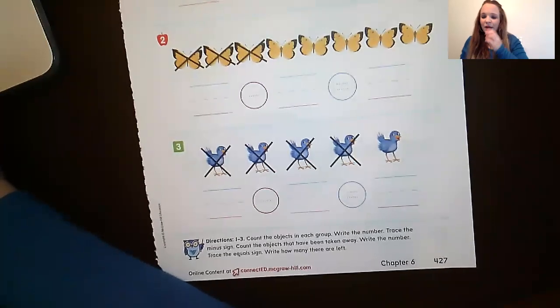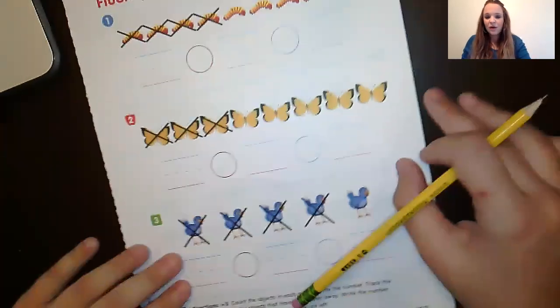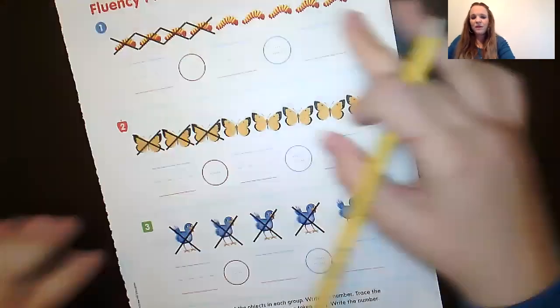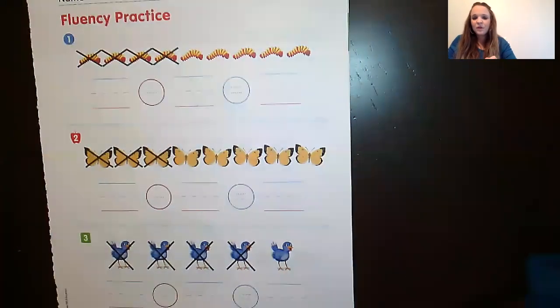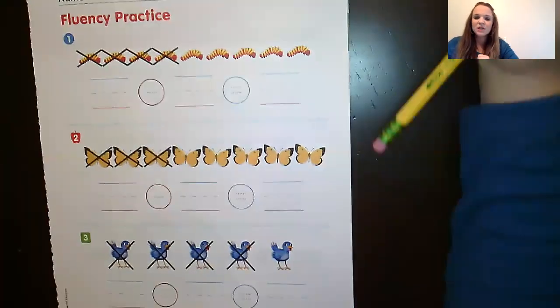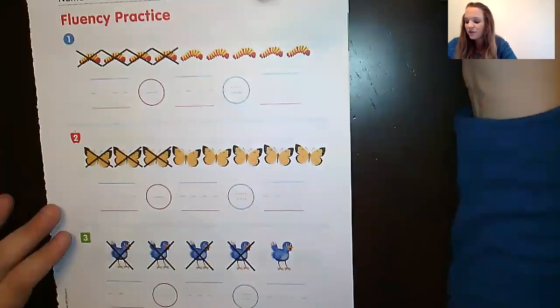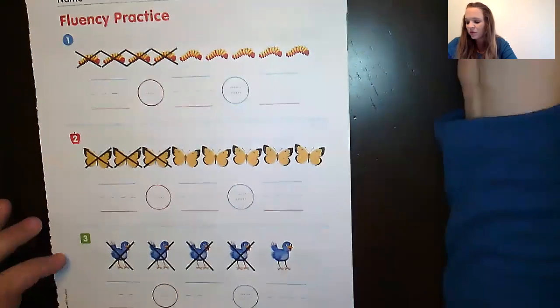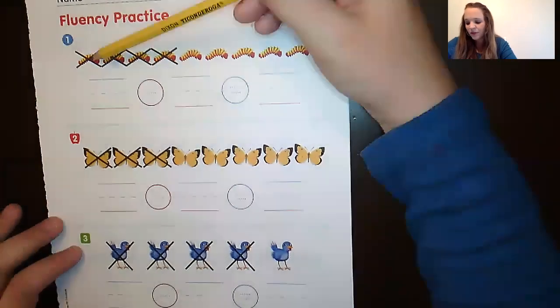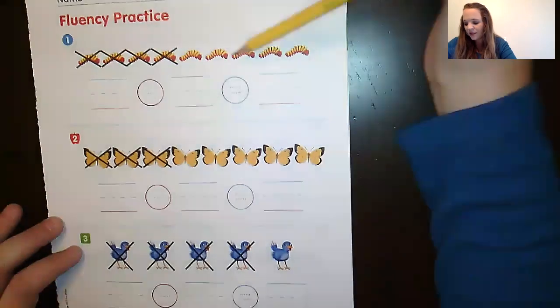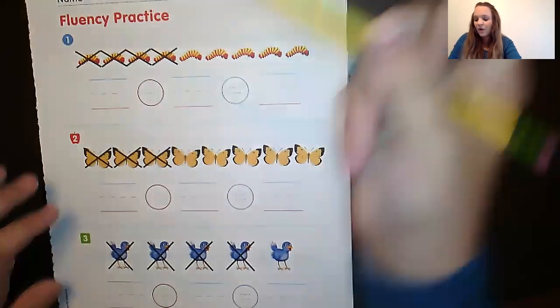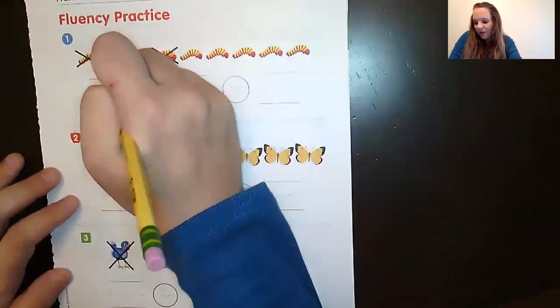All right, my friends, this is the page that you should be on. Move things around for you. All right, and this says fluency practice, so we're just going to be practicing our subtraction. First things first, we're going to put how many caterpillars we're starting with. 1, 2, 3, 4, 5, 6, 7, 8, 9. We're starting with 9 caterpillars.